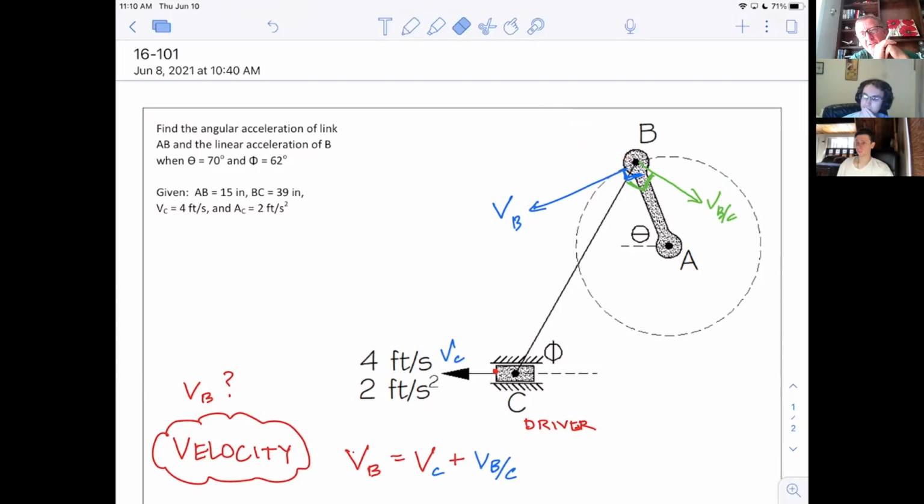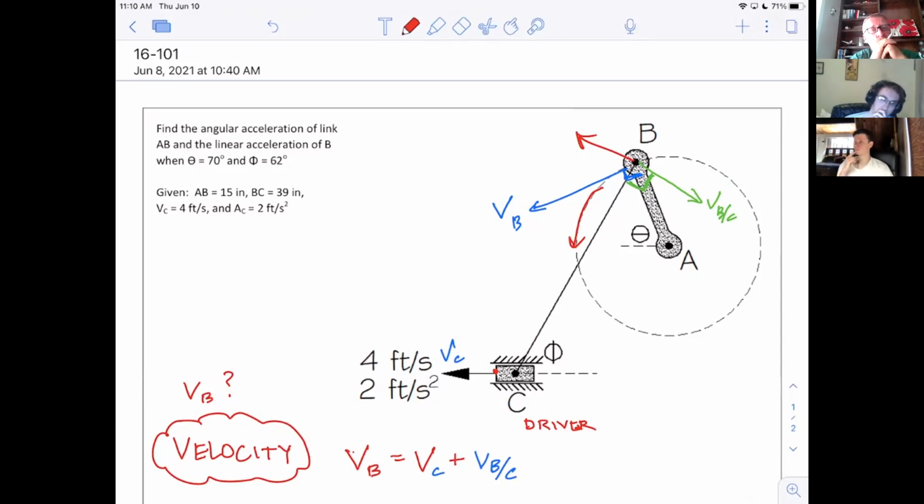But at a glance, don't you see B is moving in this direction? So doesn't it seem like that would be the direction that VBC would be going? Isn't that weird that it's not going the direction you think it would go? So it kind of makes sense, actually. Yeah, it necessarily has to be.